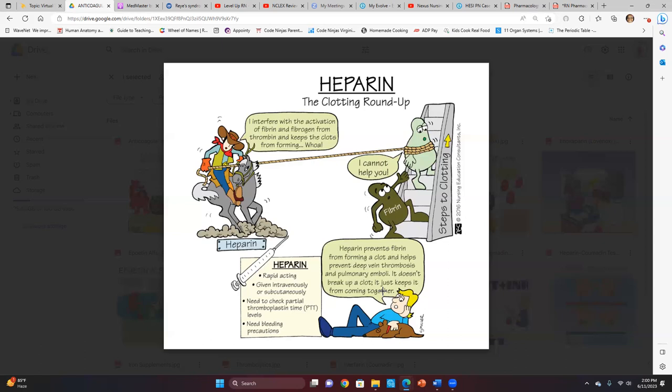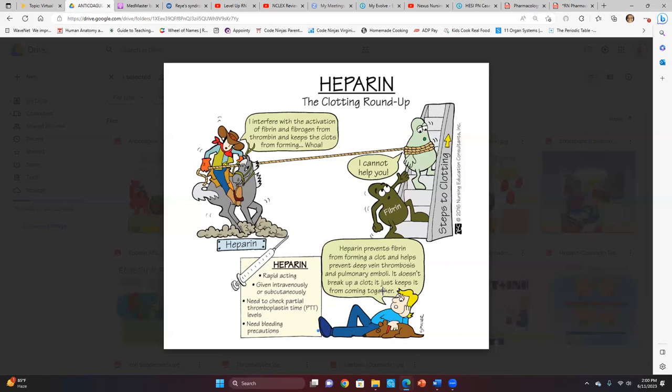So with heparin, if it's subcutaneous, we want to rotate the sites 2 inches away from the umbilicus, which is the belly button. We're going to look out for the labs, okay? The labs are going to be PTT, right? And that says it in this pictorial. We also need to know that the antidote for heparin is protamine sulfate.